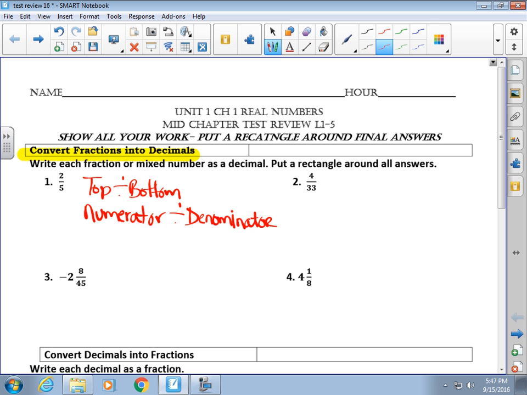In this particular problem, my numerator is 2 and my denominator is 5. So if I was to do long division, I would put 2 inside the house and 5 outside the house. How many times can 5 go into 2? 0 times. How many times can 5 go into 20? 4 times. 4 times 5 is 20. 20 minus 20 is 0. So, to convert 2 over 5 into a decimal, the answer is 0.4.